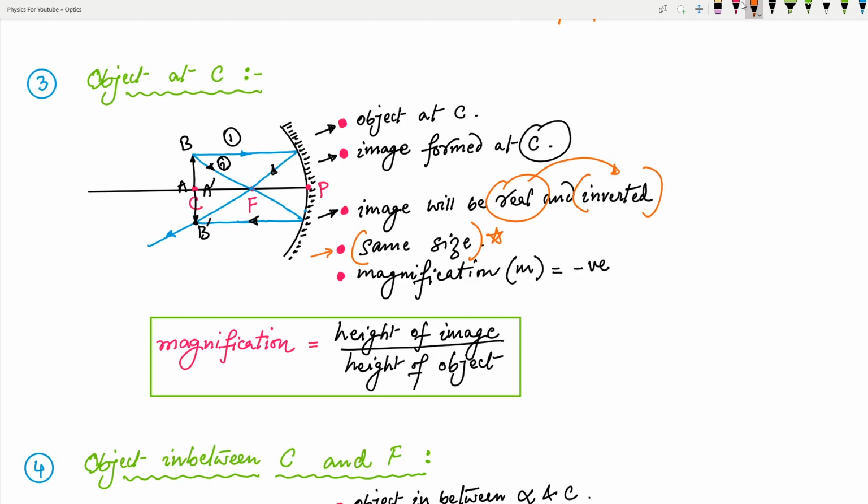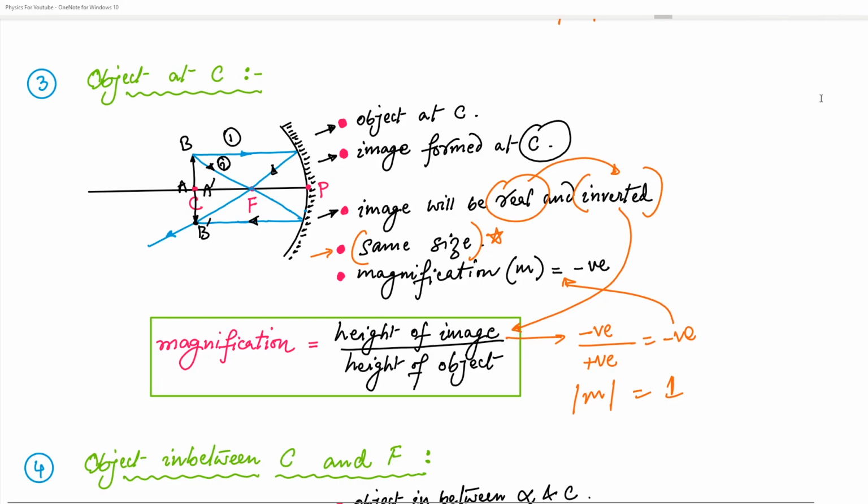Whenever the object is placed at the center of curvature, the image is also formed at the center of curvature, and therefore the size will be the same, obviously. Then magnification will be negative. Why negative? Because the image is inverted. If the image is inverted, we get a negative sign for the height of the image, and a positive sign for the height of the object. So negative divided by positive is negative. Therefore we got magnification to be negative. Now the modulus of magnification will be 1, because it is of the same size. So this is all about the object at center of curvature.